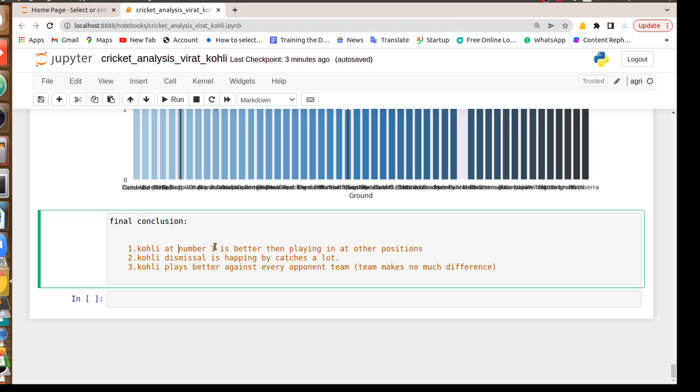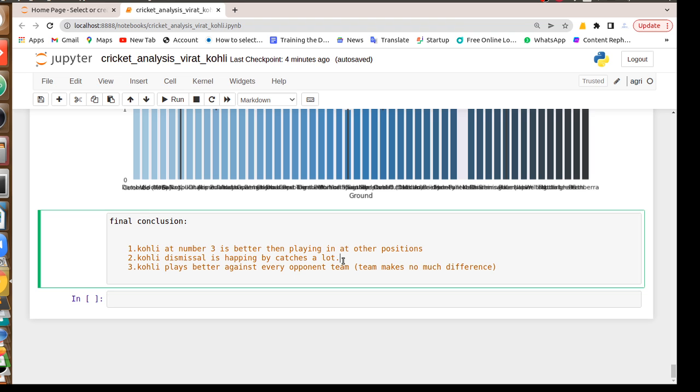The second thing is Kohli's dismissals. Nowadays Kohli is getting out many times for fewer runs. We haven't seen a century from him for many years. Most dismissals are happening through catches, and that is a problem. Run outs and other types of dismissals are very few.